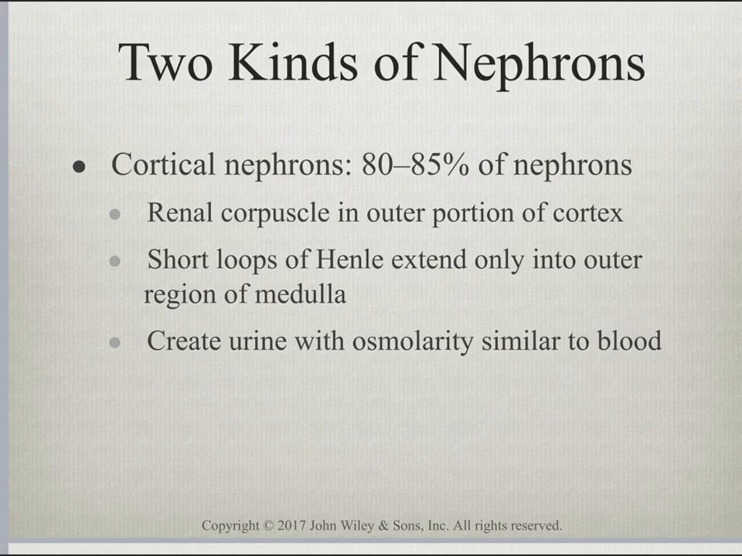And if we look at the name cortical, it kind of tells us where we find it. So cortical sounds like cortex. So we're going to see that the majority of this nephron is going to lie in the cortex, the outer portion of the kidney, which means that its loops of Henle are going to be really, really short, and they're only going to extend into the outer region of the medulla. Now, the job of these cortical nephrons is going to be to create urine that's going to have an osmolarity similar to that of blood.